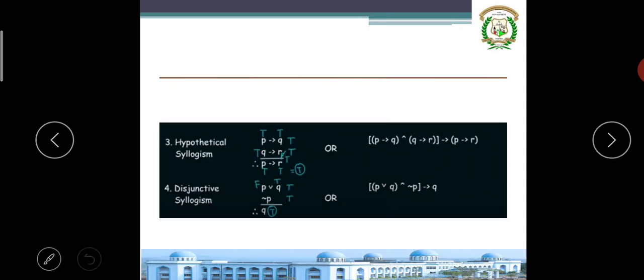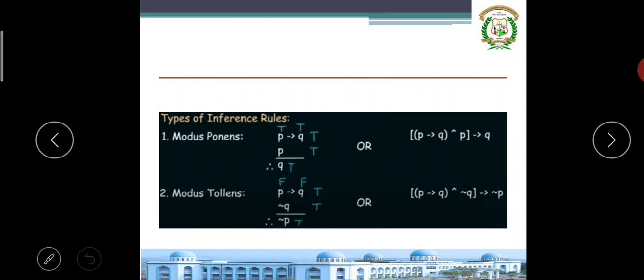Next one, hypothetical syllogism. This also I will explain in the next class. In this class we have studied modus ponens and modus tollens, these types of inference rules. Modus ponens, once again, these assumptions are always true. They have given P is true, and P implies Q is also true. So Q should be true, then only it works.